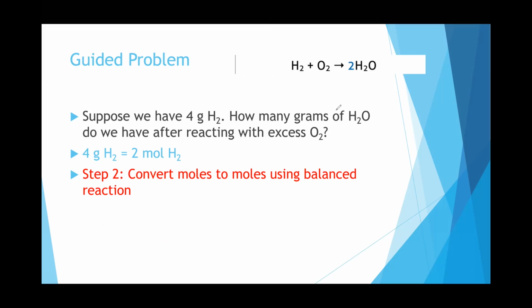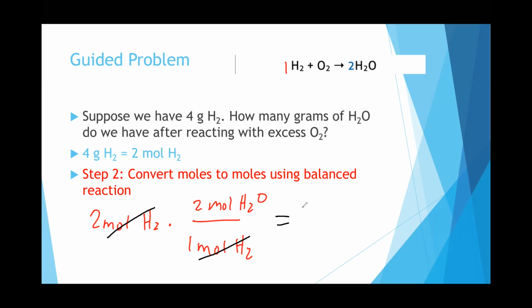We used balanced equation 1 to 2. So 2 moles of H2, we have 1 mole of H2 to 2 moles of H2O by the balanced equation. And as usual, we cancel out the moles of H2. So we get 4 moles of H2O. So now we have the number of moles of water.